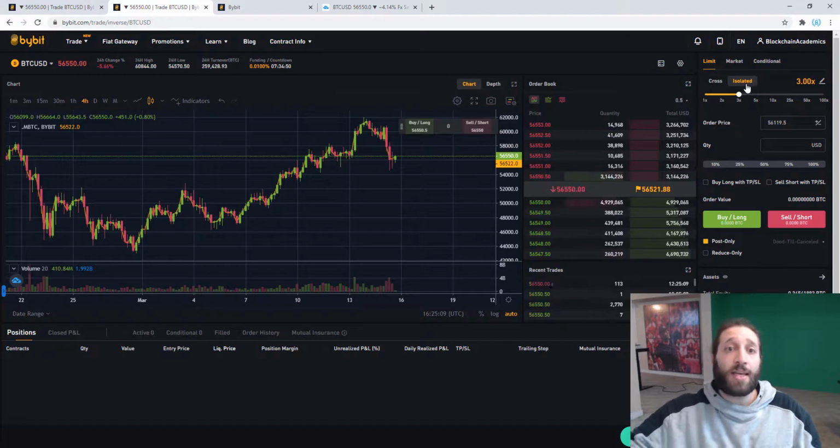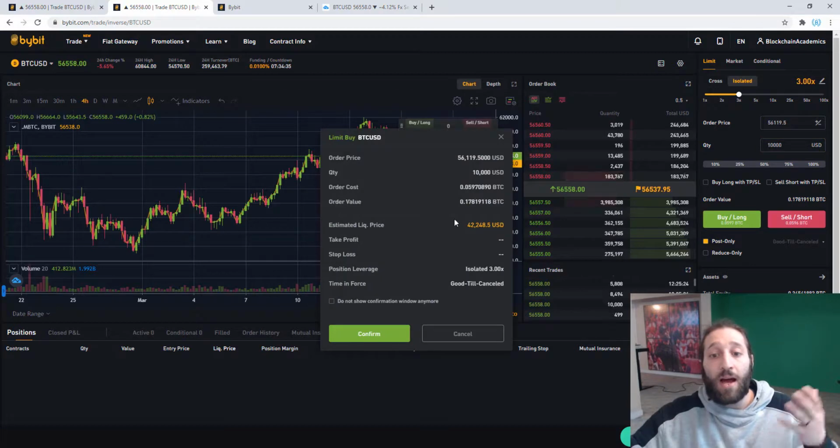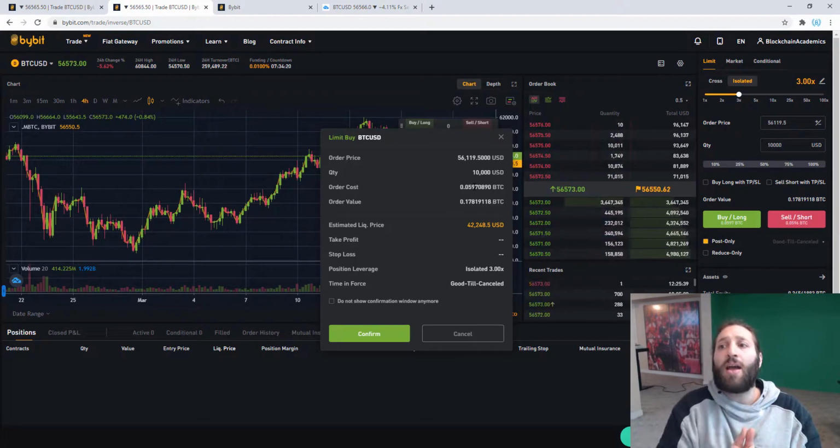Isolated, you are taking your capital and isolating that from your whole balance. So let's say we're going to do 10,000 long. You can see that the order value is 0.178. That's how much 10,000 USD costs in Bitcoin. So you can see here, our order price is 56K, our quantity is 10K. Our order cost, since we're going 3x, is approximately 3x less than the whole 10K because we're using leverage. The Bybit exchange is allowing us to use extra capital.